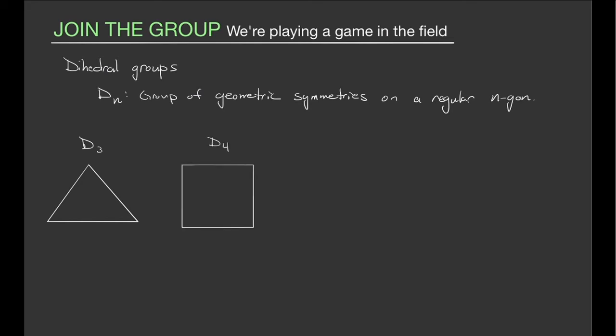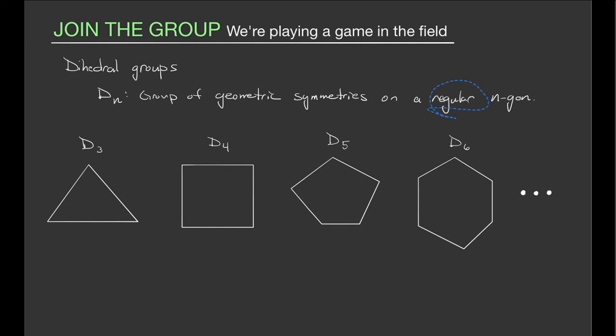D4 would be a square where all the sides are of equal length. D5 should be a pentagon, where all the sides are of equal length, and I see that they're definitely not here, but I mean them to be all sides of equal length. D6 would be a hexagon, all sides equal length, and so on. The regular means that all sides are of equal length.